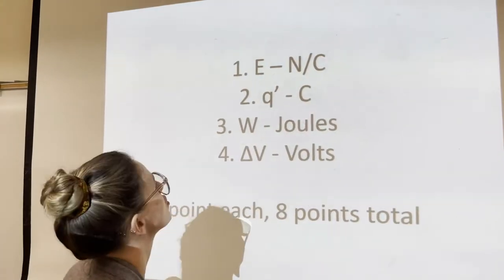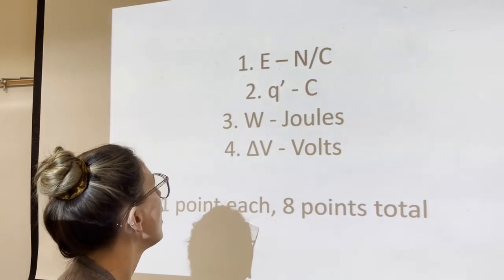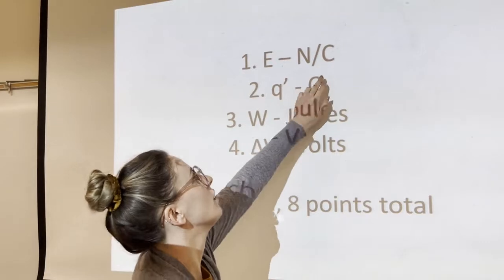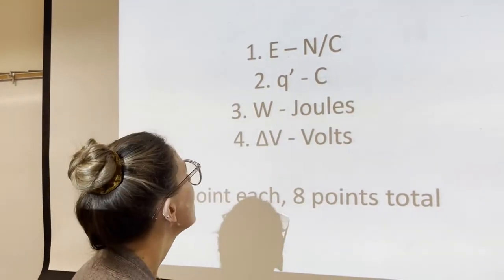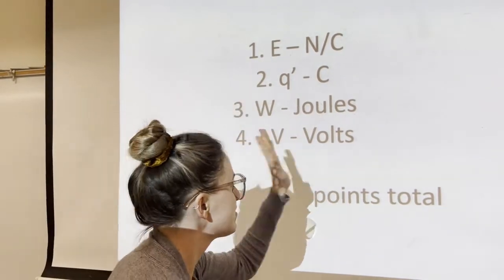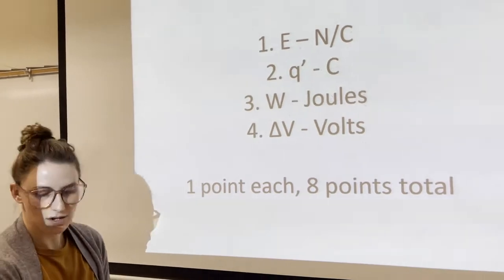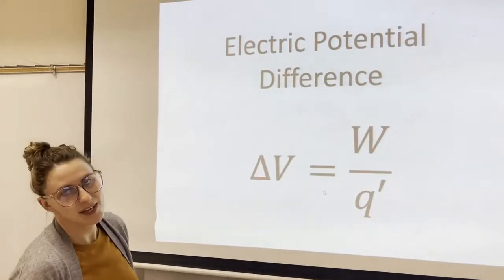Here are their units. For the electric field, it is Newton per Coulomb, force over the test charge. The test charge is a Coulomb, which makes sense. W is work, which is joules. And our electrical potential difference is volts. If we were grading this, it would be 1 point for everything, 8 points total, but we're not going to do it.